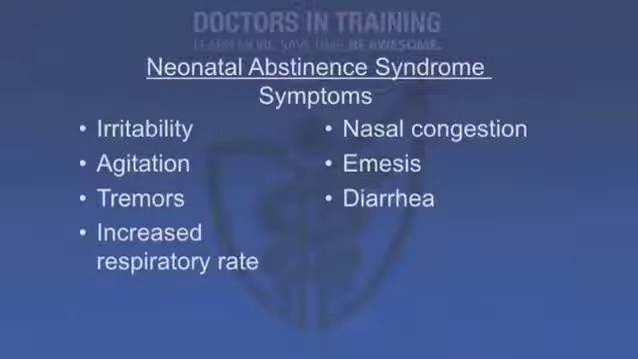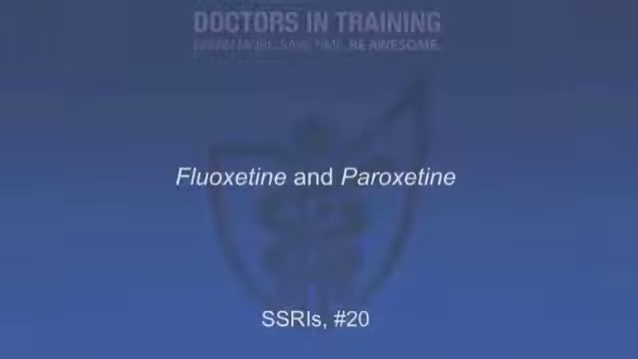This happens when neonates are exposed to antidepressant medications during gestation, especially in the 3rd trimester. There are increased risks of developing symptoms such as irritability, agitation and tremors, increased respiratory rate and nasal congestion, and emesis and diarrhea. These manifestations are usually self-limiting and disappear by age 2 weeks. Symptoms are more commonly reported with fluoxetine and paroxetine exposure.